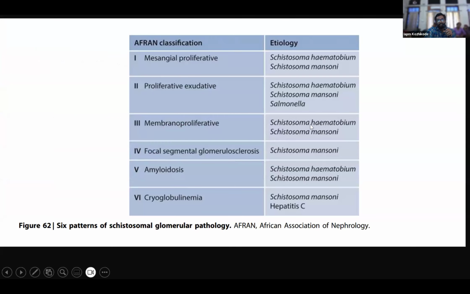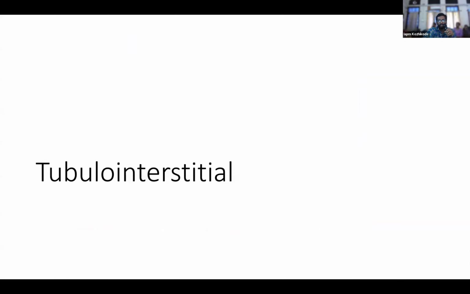Okay. So at the end of discussing these glomerular patterns, I would like to tell again, see, this is data from Africa, where schistosomiasis is one of the most important causes of glomerulonephritis. And see the patterns. It is producing all kinds of patterns: mesangial, membranous, proliferative, amyloidosis, everything. So I think I have made it a little clearer for you how the same thing is producing different patterns. Now I'll have to rush.